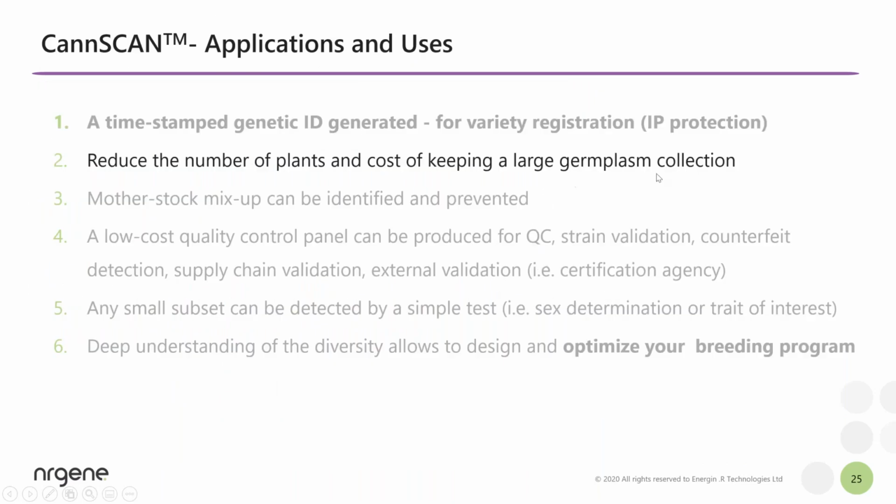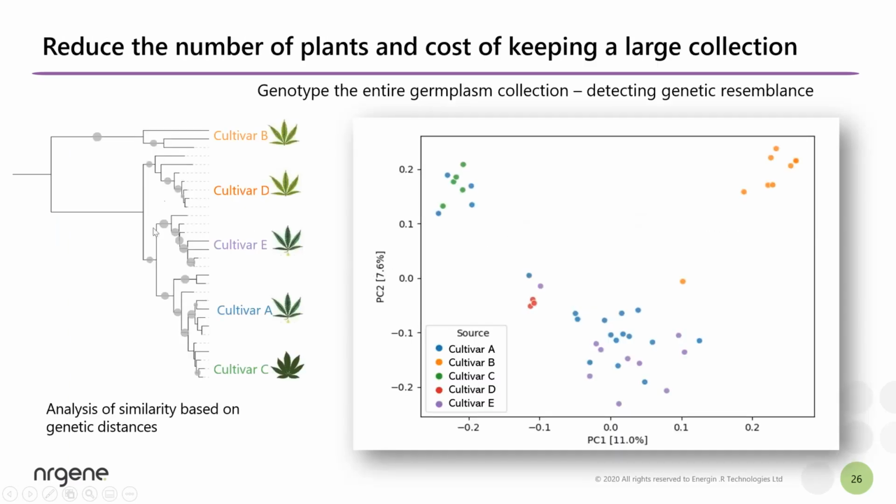The next application for using CannSCAN is to reduce the number of plants I've showed before in a collection. You want to save money. You don't want to keep a large ever-growing collection of germplasm. You want to keep copies, minimum number of copies of your plant, and minimize the rest. So imagine if you have hundreds of plants, either as clones or as seeds germinated for seedlings. Some of them are redundant. Some of them are genetically very similar to others. You need to have a way to genotype and analyze and cluster them. This is exactly what we do with CannSCAN.